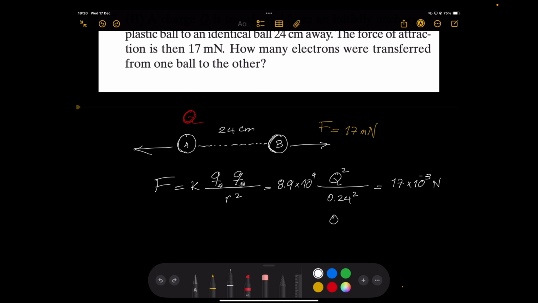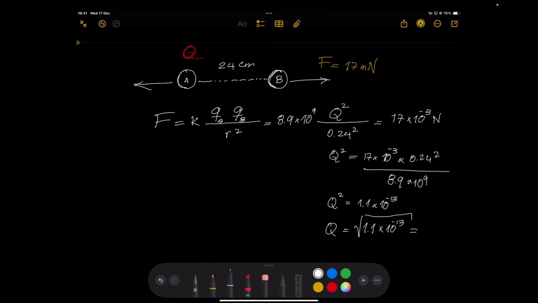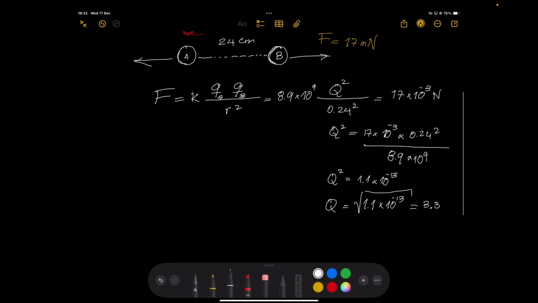And voila! Now we need to find Q. This is basic algebra. So now we have Q, which is the charge of each sphere, 3.3 times 10 to the minus 7 coulombs.